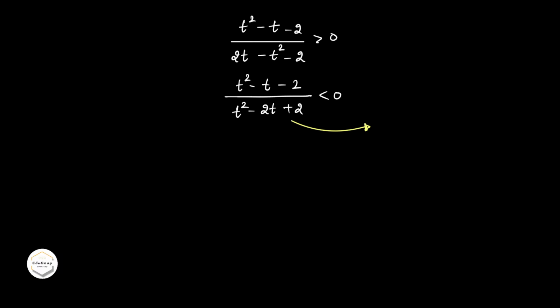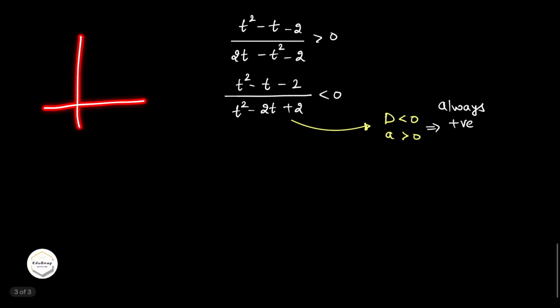So if you observe one thing in this equation, the discriminant is less than 0 and the value of a, that is the coefficient of t square, is positive here. So what we can say is it will always be positive. Why is it so? Because we know whenever the discriminant is negative, it will never cross the x-axis. Now how will the graph of this look? It will look like this, because it never crosses the x-axis, which means it has no real roots.